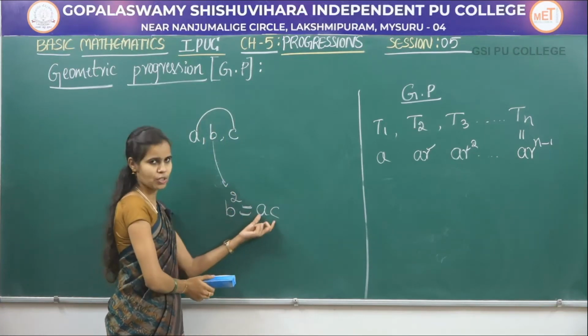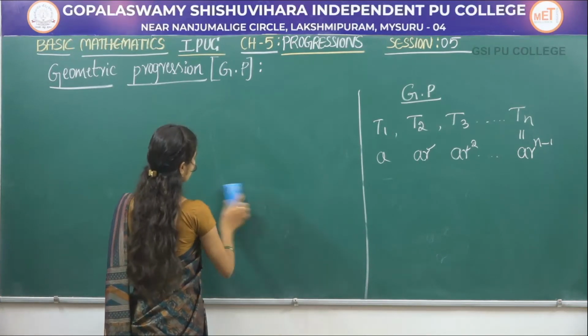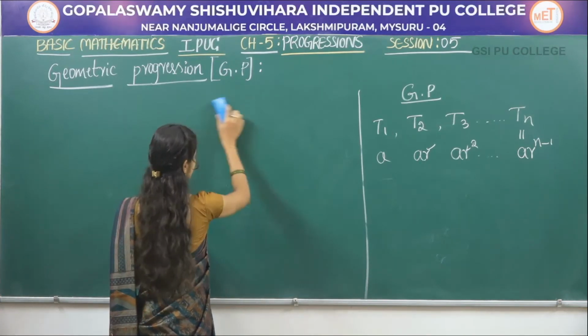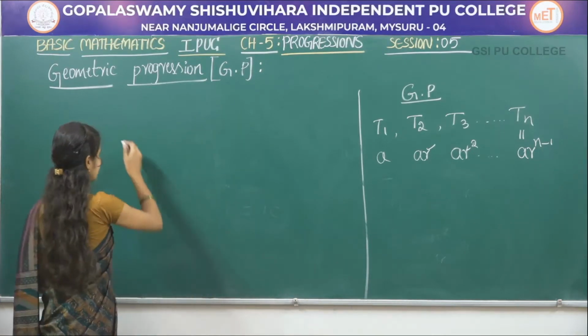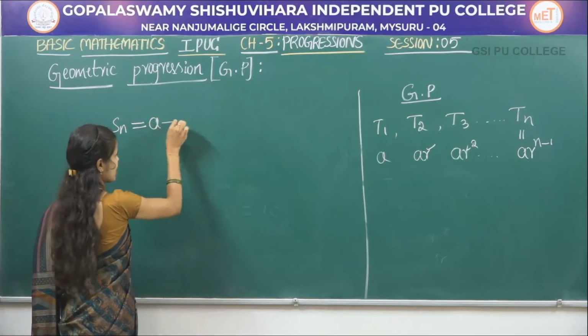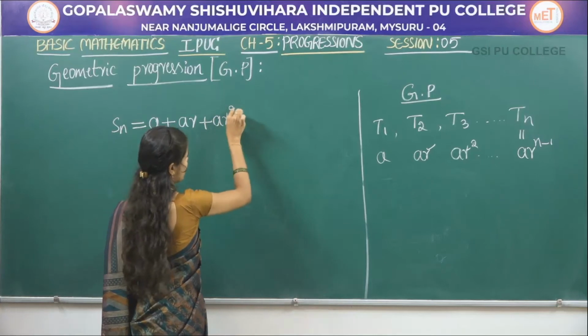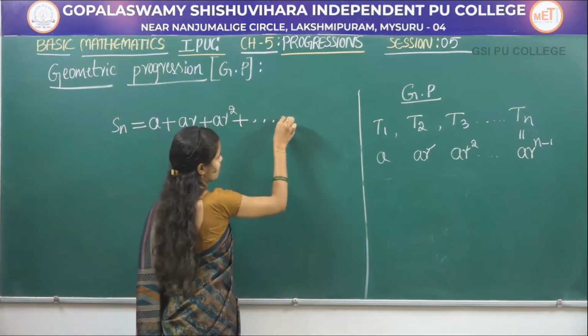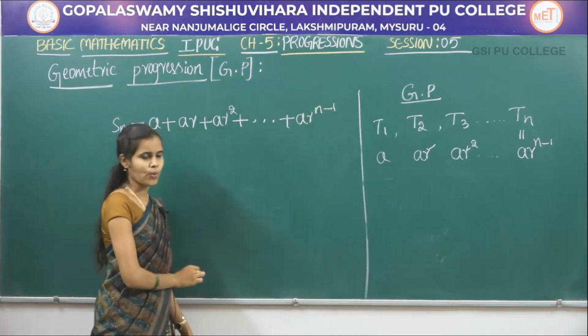Next, consider the sum of the first n terms of GP. It is also denoted by Sn. The first term is A, the second term is AR, the third term is A R square, up to the nth term, which is A R to the power of n minus 1.